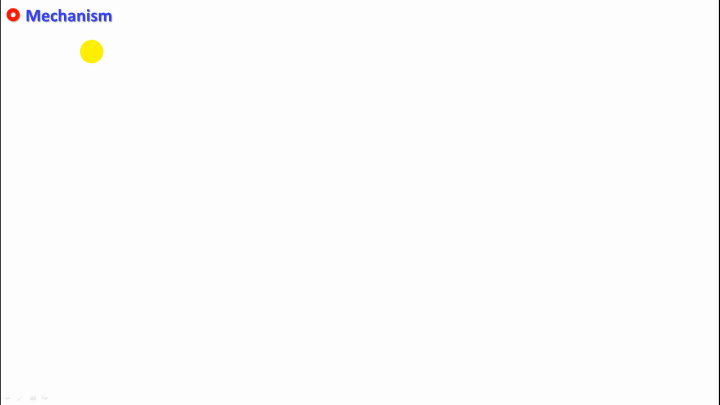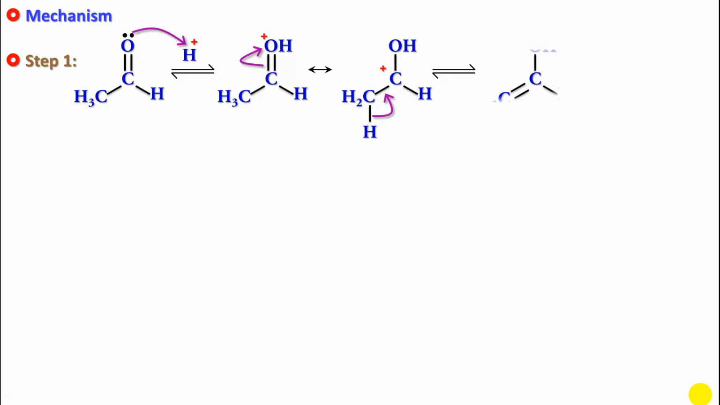So mechanism here. Step one, we have the carbonyl compound. The lone pair on oxygen attacks the proton of the acid. It becomes protonated. Resonance, you get a resonating structure. It loses an alpha H. In essence, it tautomerizes to give you the enol part. So in the presence of the acid, we are going to do the reaction through the enol.